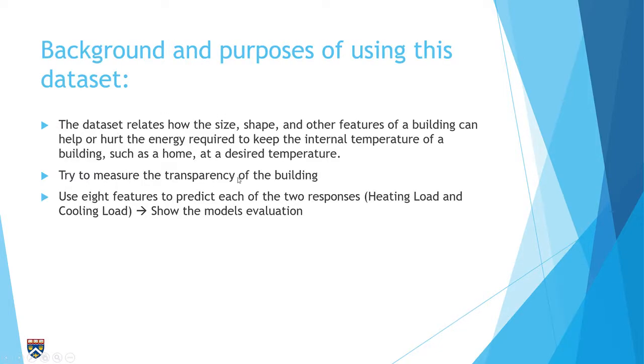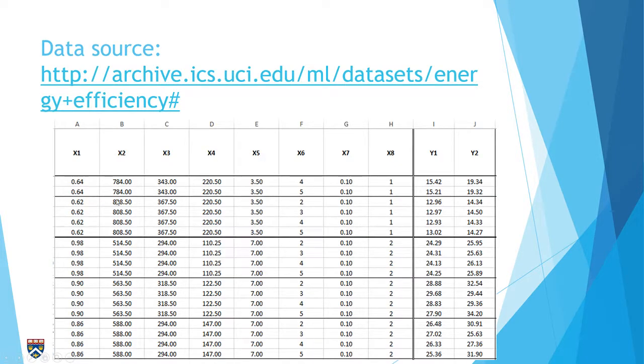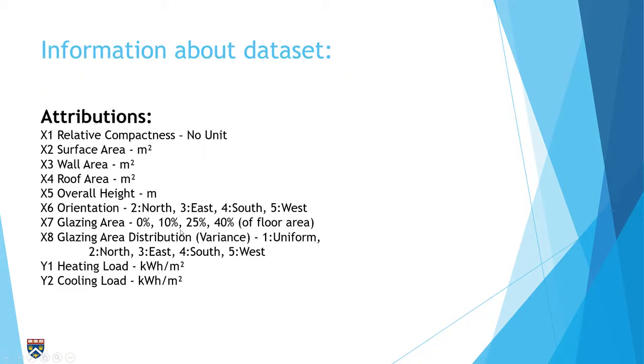So the dataset tells us of these values right here. If you notice, X6 and X8 have very interesting data. They have the values of 1, 2, 3, 4, 5, something like that. X6 is the orientation. If you see that, 2 is north, 3 east, 4 south, 5 west, representing 2, 3, 4, 5, and for X8, 1, 2, 3, 4, 5 is uniform, north, east, south, west. So just keep that in mind. They are categorical.